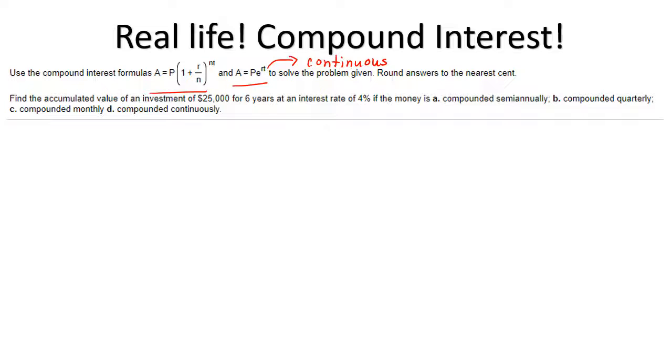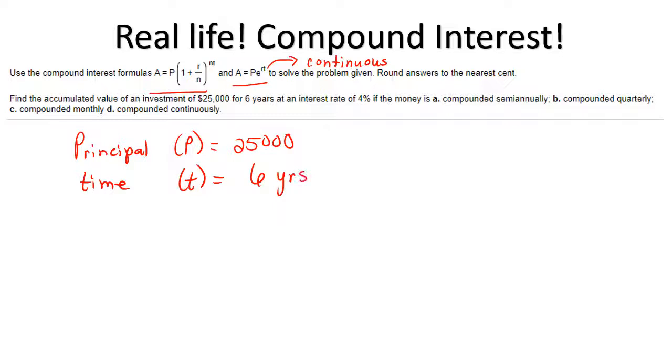We want to find the accumulated value of an investment of $25,000. So the principal, which is the P, is equal to $25,000. We are going to leave that for 6 years. The time, which is the T, is 6 years. We will have that at an interest rate of 4%. The rate, which is the letter R, is 4%, but we must change that to a decimal, 0.04. Move the decimal 2 places to the left.